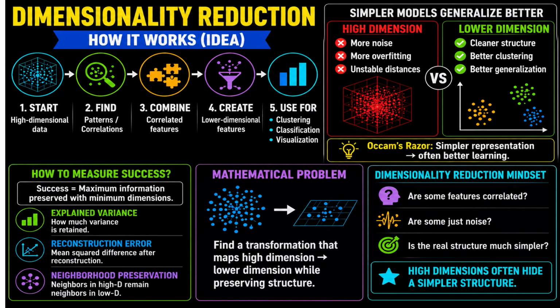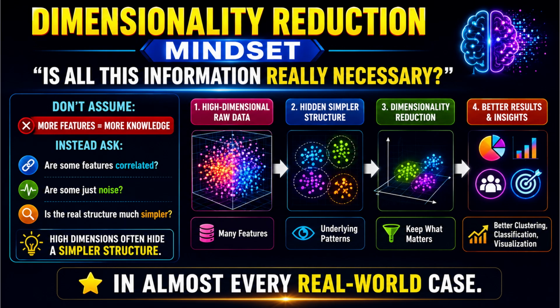So you should have a dimensionality reduction mindset. Are some features correlated? Are some just noise? Is it a real structure? Much simpler. It is often said that high dimensions often hide a simpler structure. So the mindset is we have to ask, is all this information really necessary? There is a misconception that the more the features, the more the knowledge, and the better your output. That's not true.